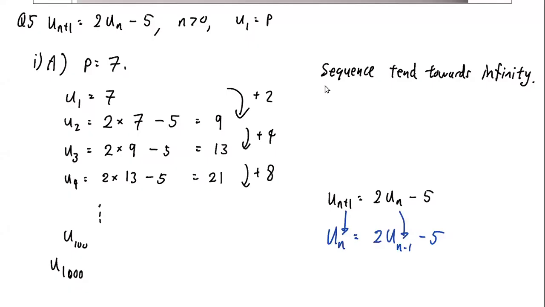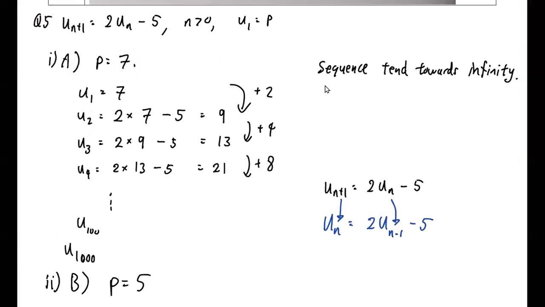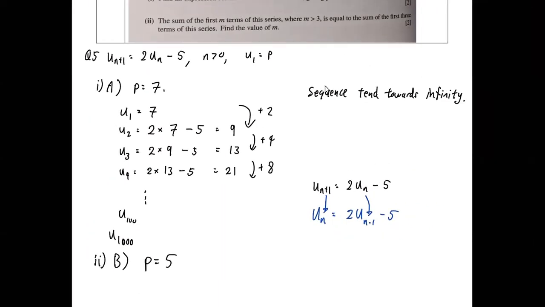Yeah, keep increasing. So that is part 1, part A. Now let's move on to part 1, part B. If we change the p value to now 5, we just have to use the same formula again, but we replace the p with a 5. Let's see what we will get.